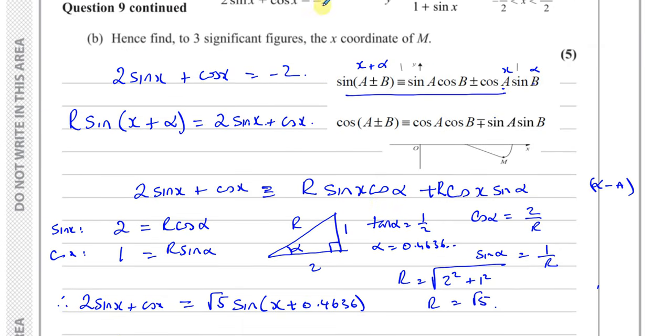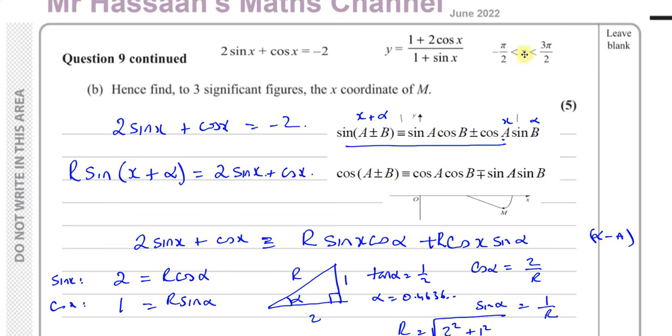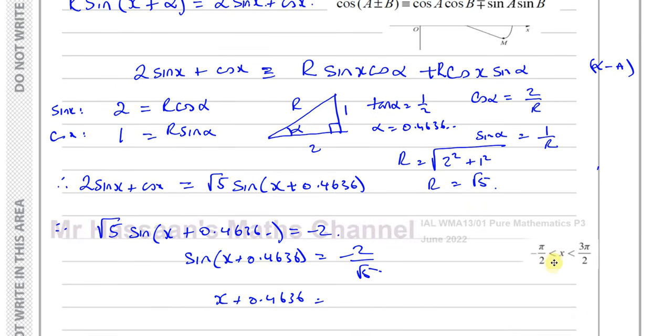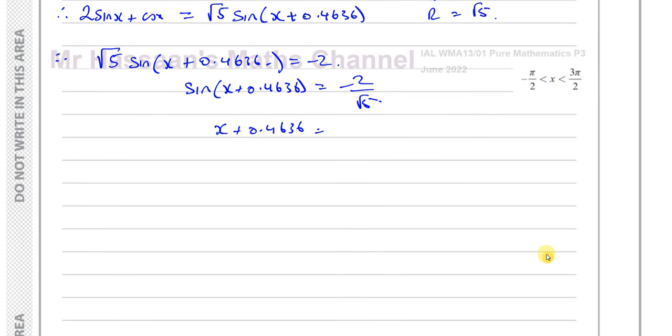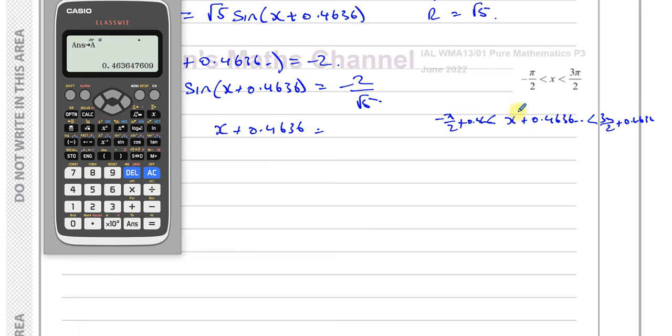They have to be between minus pi over 2 and 3 pi over 2. So I have to not include angles that might not be acceptable in this range. So let's have a look at what we have here. We have to change this limit to x plus 0.4636, which I've stored as A, and therefore I have to do minus pi over 2 plus 0.4636, and I have to also have 3 pi over 2 add 0.4636. So my limits have to be these.